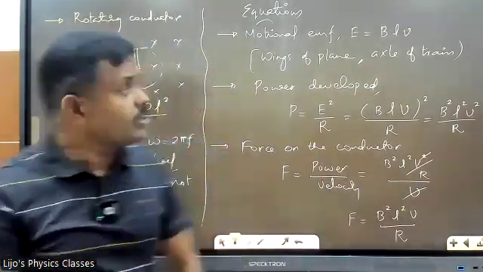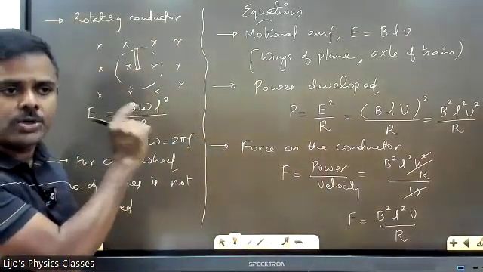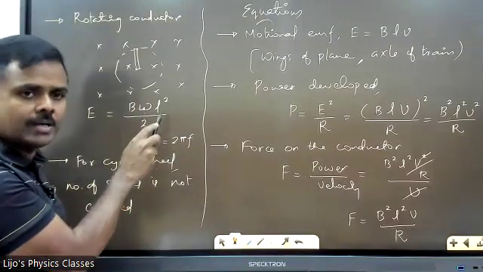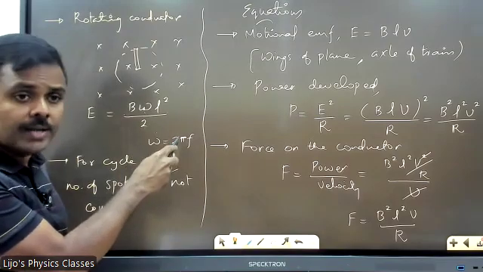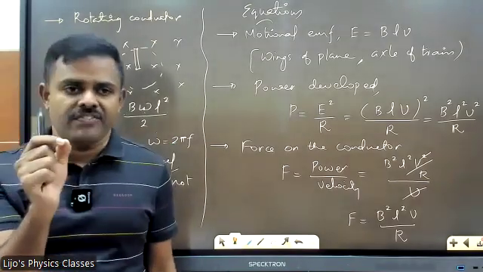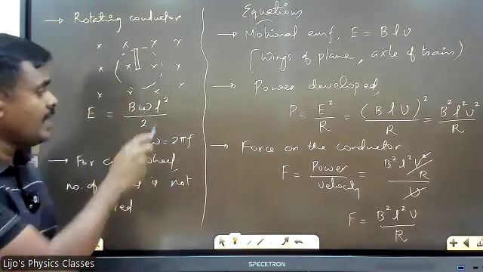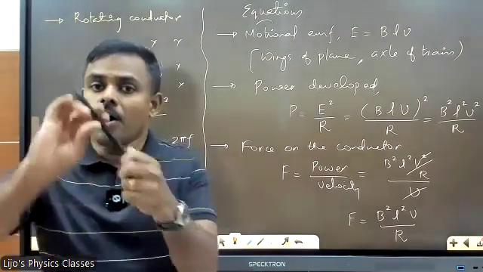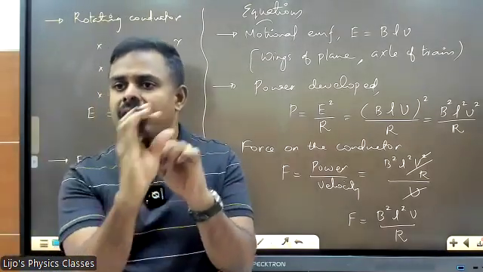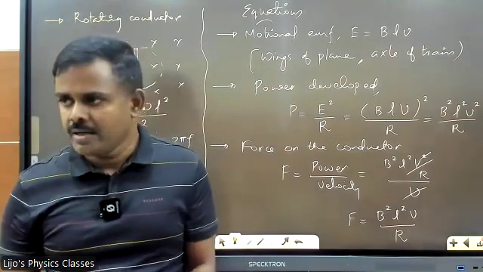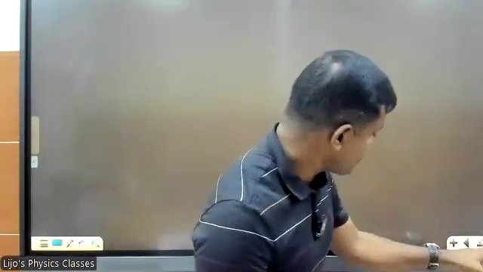Got it? Then I told you about a rotating conductor. A conductor is rotated in a magnetic field. Motional EMF is B omega L square by 2. I'll derive this in the next session, okay? Omega is angular velocity. It is 2 pi into F. L is the length of the conductor. And remember, in the case of a cycle wheel, all the spokes are connected in parallel. So the number of spokes is irrelevant. You won't count it in.